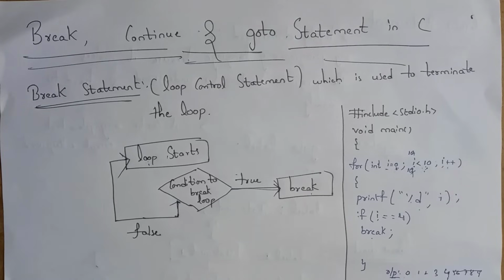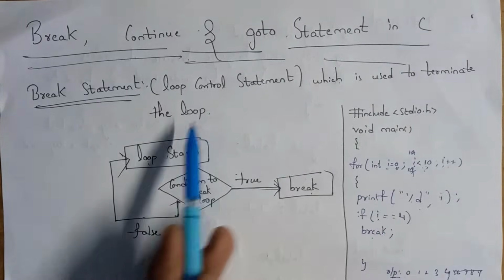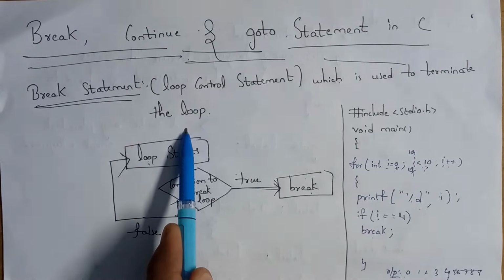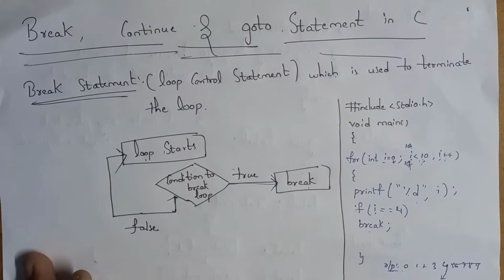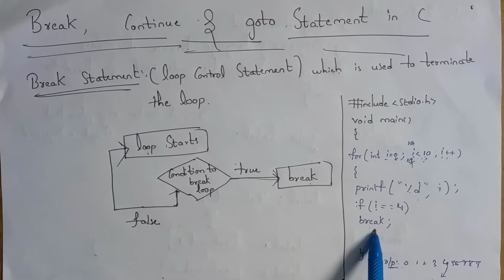Next I will explain the continue statement. This continue statement is the same as the break statement. The only difference is that the break statement is used to terminate the loop, whereas the continue statement is used to continue the loop. I will give one example so that you can clearly understand what the continue statement is. In this program I gave the condition if i is equal to 4, then break. So by writing this program I will get output as 0, 1, 2, 3, 4.